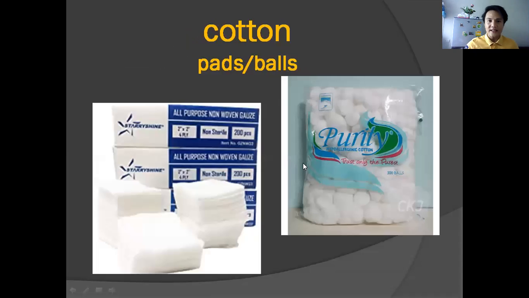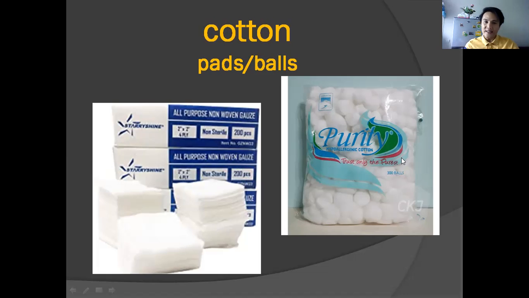Next word is cotton. Let us spell cotton. Cotton. There are two types of cotton. It can be cotton pads like this, a square pad, and then cotton balls. We know this, right? This we call cotton pads, and this is cotton balls. Again, cotton pads and cotton balls.